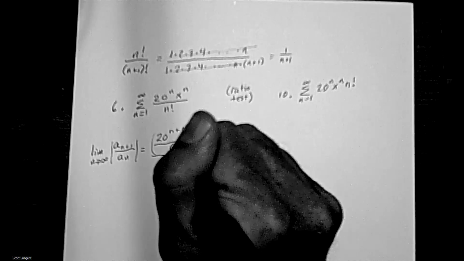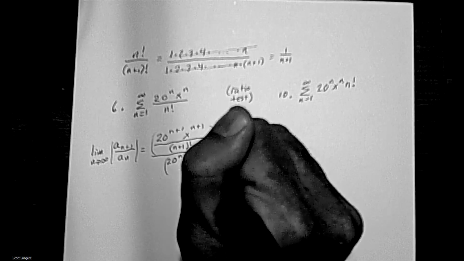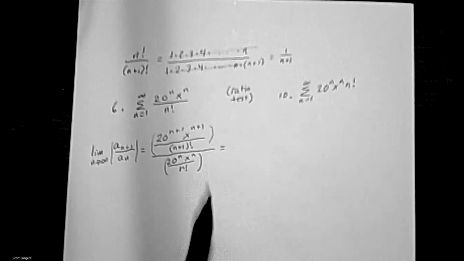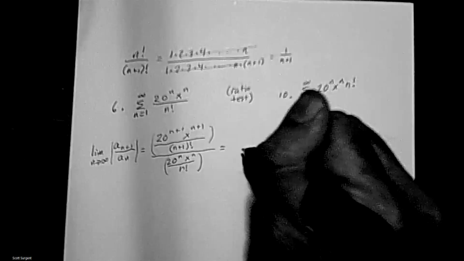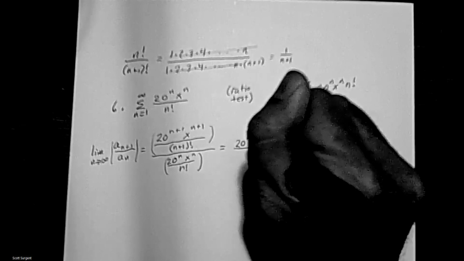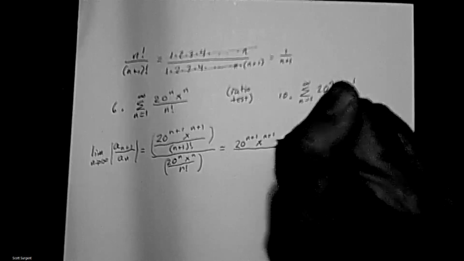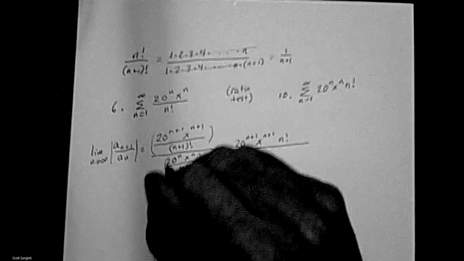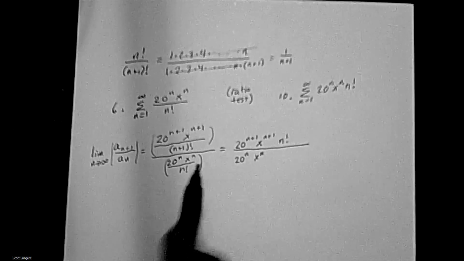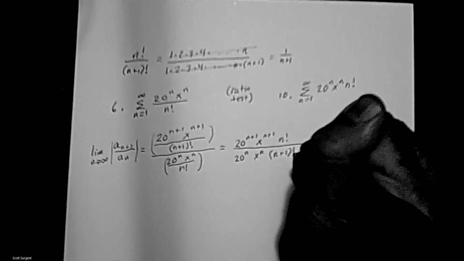So you'll notice I'm just putting n plus ones where there had previously been n's. Now I'm going to flip over the bottom. So the 20 to the n plus 1 and the x to the n plus 1 stay on top. This n factorial moves to the top. The 20 to the n, the x to the n now go to the bottom, and this n plus 1 factorial goes to the bottom.